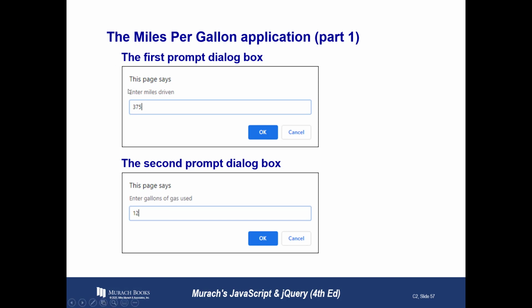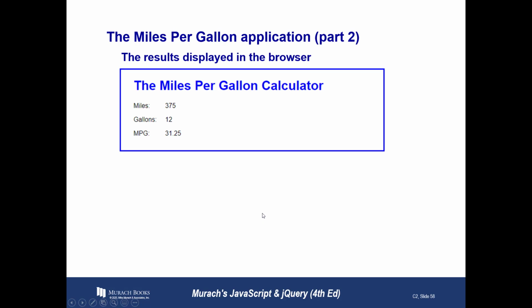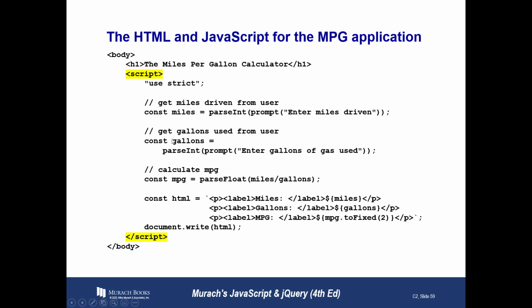So you run this program, and it'll come up with a prompt that says enter miles driven. And you put in a number like 375. And it says enter gallons used, and you put in a number like 12. After the 375, you click OK. After the 12, you click OK. And it gives you this. So here's the code. Now, a couple things.